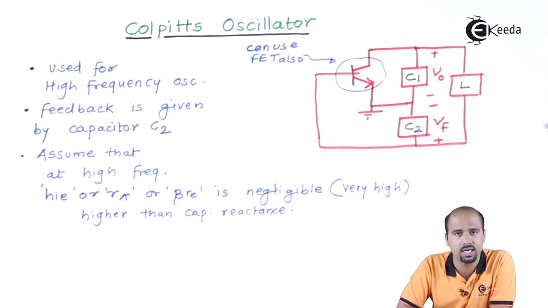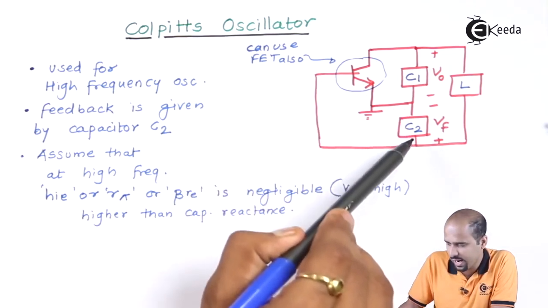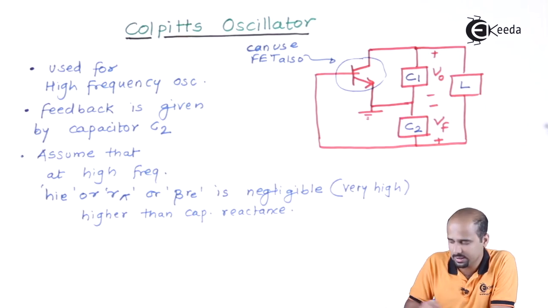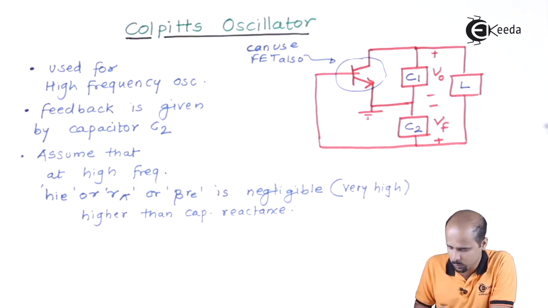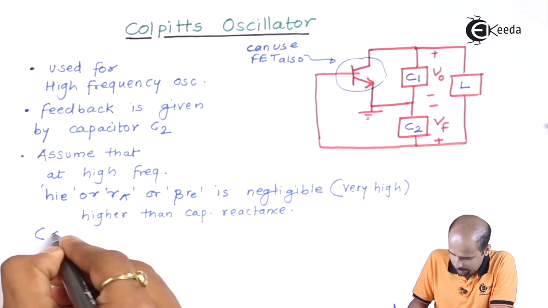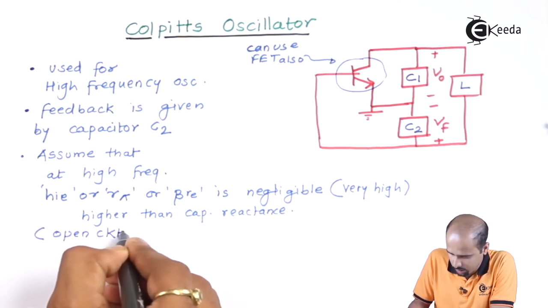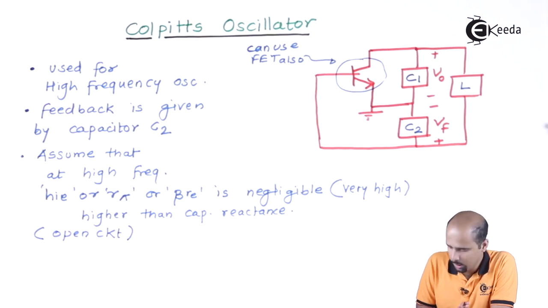Because as I mentioned, if frequency increases, your capacitive reactance will go down. And if I'm considering the parallel combination of this HFE and this capacitive reactance formed by C2, then I can say that the parallel combination will nearly go towards the value of the capacitive reactance formed by C2 only. So here I'm assuming the HIE, RPi or beta RE as negligible. So I'm not considering that particular value. So in short, I have to take it as open circuit. Okay, this is the first assumption that I have made, right?